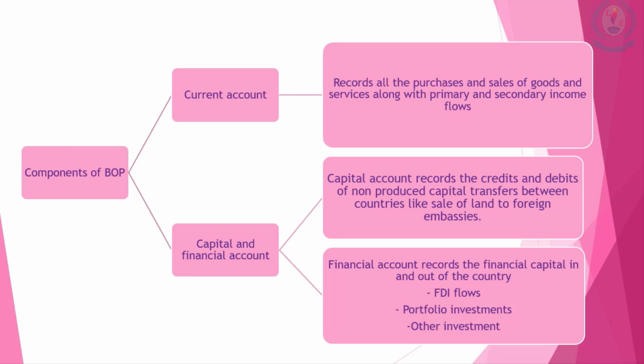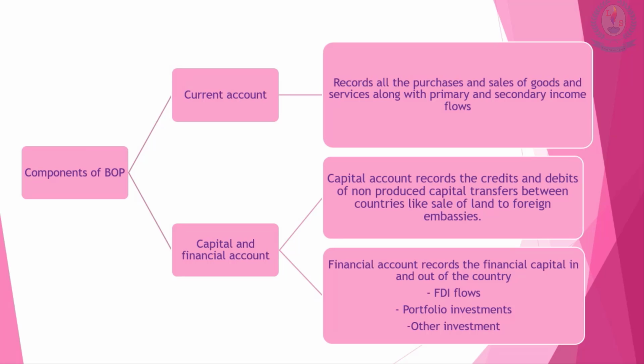Let us now look at the components of the balance of payment. It usually comprises of the current account and the capital and financial account. These are the main two components of the balance of payment. Under the current account, we record all the purchases and sales of goods and services along with the primary and secondary income flows. That means, for an example, suppose we are exporting tea to other countries. So the export of Sri Lankan tea will be recorded in the current account as a credit.